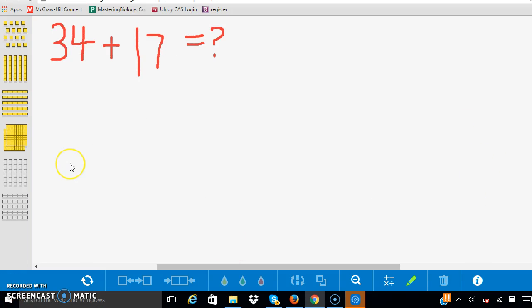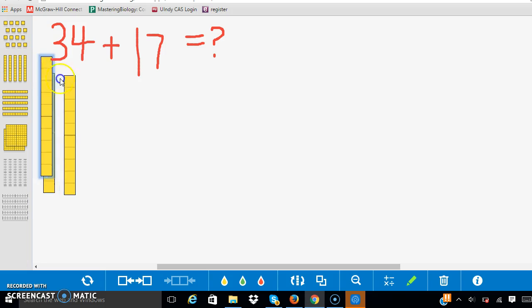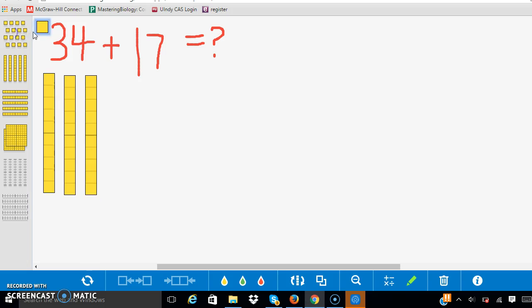Alright, our final problem today is going to be even bigger numbers. It is 34 plus 17, and we're going to find the answer with our base 10 blocks. So first, let's set up the problem. Let's make a 34. So that is 3 base 10 blocks and 4 1 units.